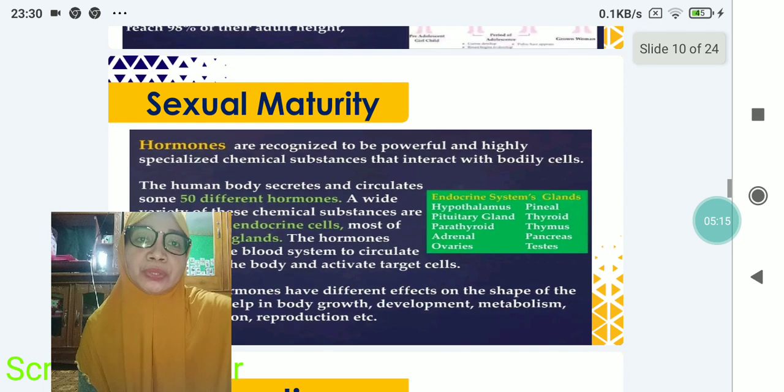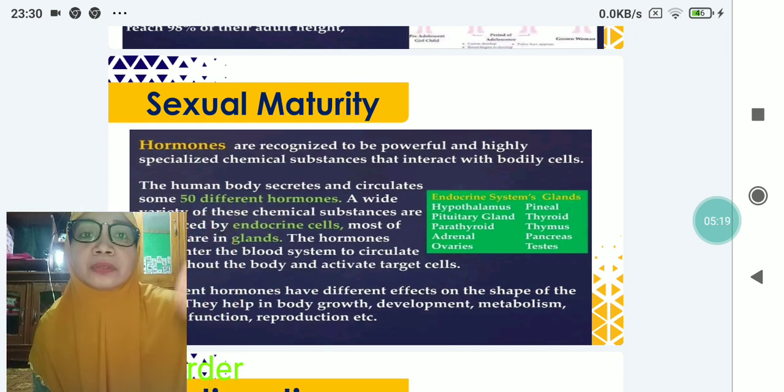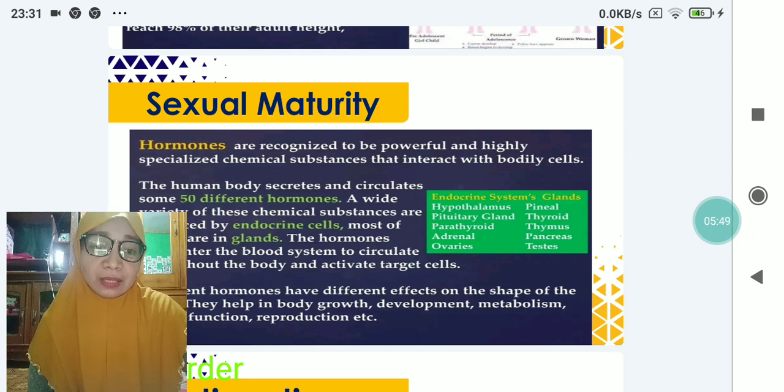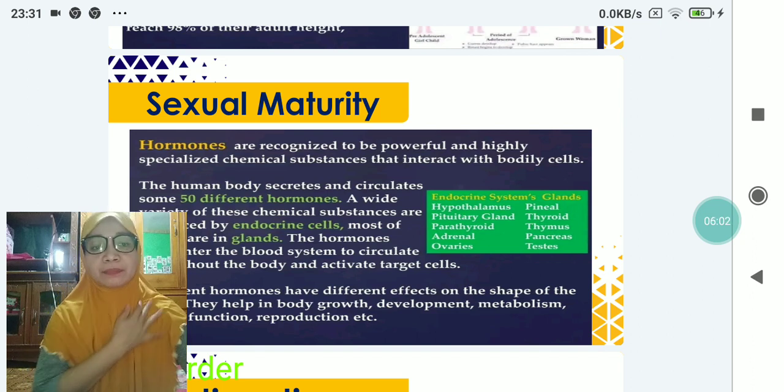Now we go to sexual maturity. Hormones are recognized to be powerful and highly specialized chemical substances that interact with bodily cells. The human body secretes and circulates some 50 different hormones, and a wide variety of these chemical substances are produced by endocrine cells, most of which are in glands. The hormones then enter the blood system to circulate throughout the body and activate target cells.